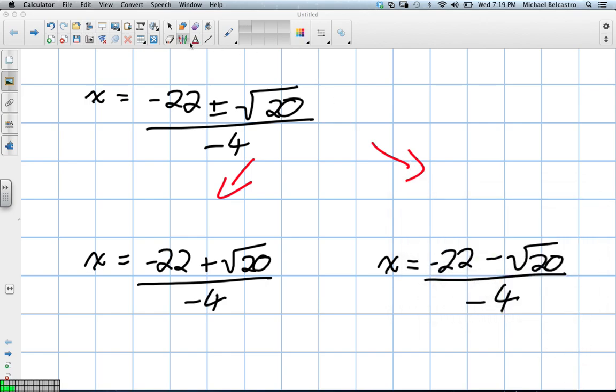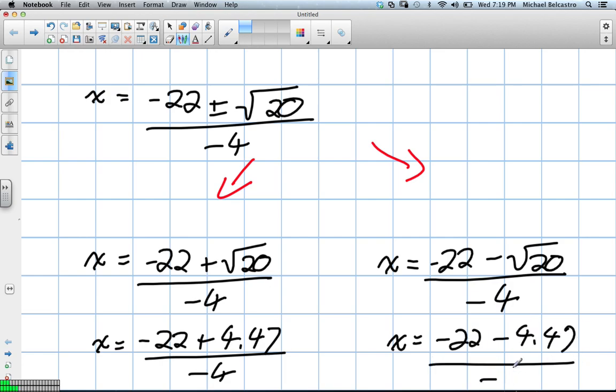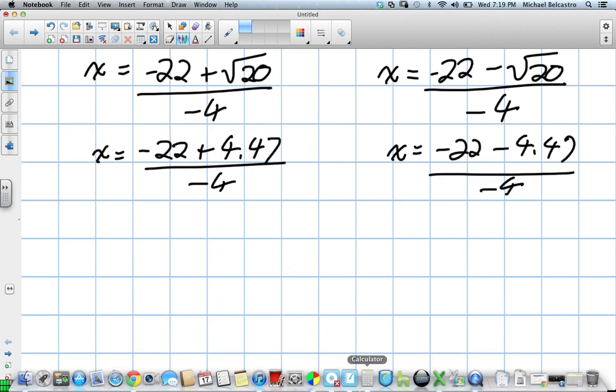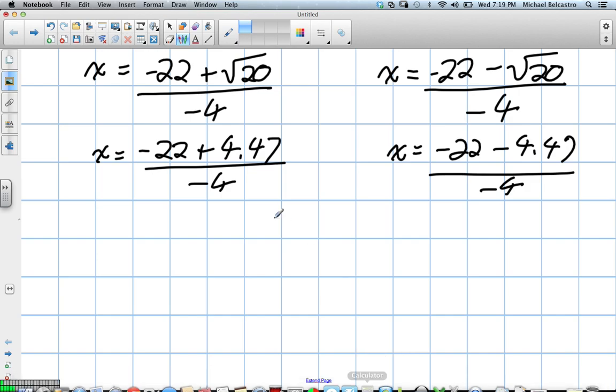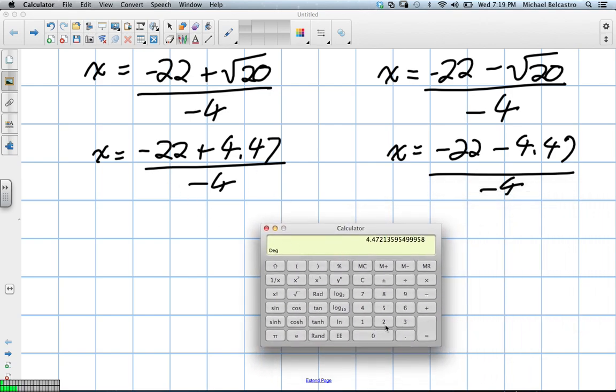Okay? So let's write these again. So x equals negative 22 plus 4.47, divided by negative 4, and x is equal to negative 22 minus 4.47, divided by negative 4. Okay? Let's go from there. It would equal the same thing? No, because this is a positive. Oh, yeah, root 20 will be the same thing. Root 20 is 4.47 in both. One is positive, one is negative, though. That's the difference. So let's try to do these all in one shot.